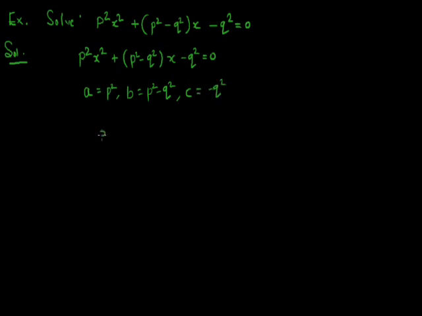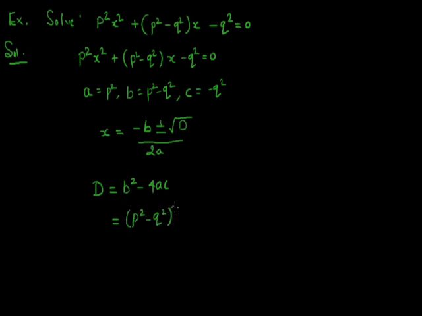Now we know that the value of x is equal to minus b plus minus under root d upon 2a. So first we will find the discriminant d equal to b square minus 4ac. So b is p square minus q square. So we can write p square minus q square whole square minus 4 multiplied by a means p square and multiplied by minus q square.